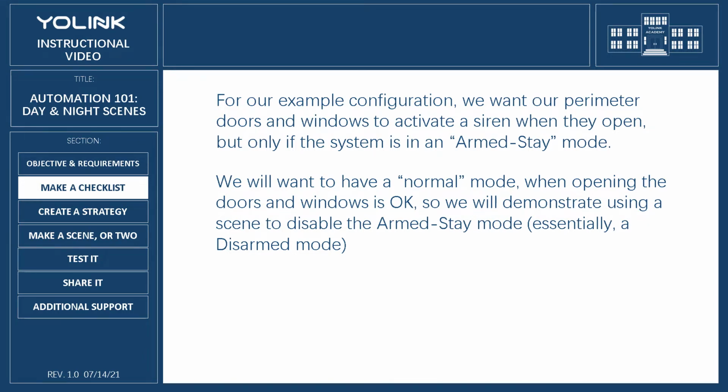For our example configuration, we want our perimeter doors and windows to activate a siren when they open, but only if the system is in an armed stay mode. We will want to have a normal mode, when opening the doors and windows is okay, so we will demonstrate using a scene to disable the armed stay mode. Essentially, a disarmed mode.